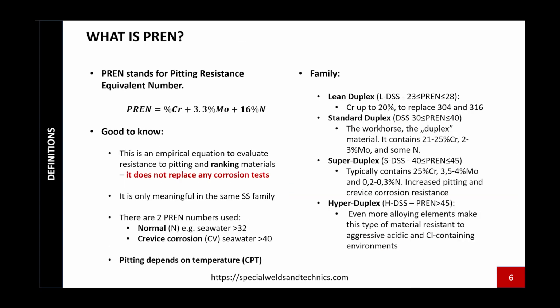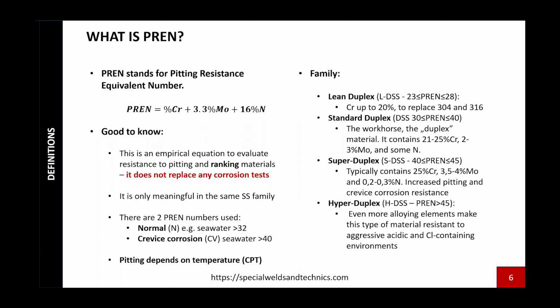PREN has an essential meaning in the duplex world. This abbreviation stands for pitting resistance equivalent number, an empirical equation to evaluate the pitting resistance of an individual alloy. As I mentioned, this is only an empirical equation. This is not a corrosion test. So if you have a special material or some welded connection in highly corrosive environment, please do a separate corrosion test. But let's go back to the PREN.